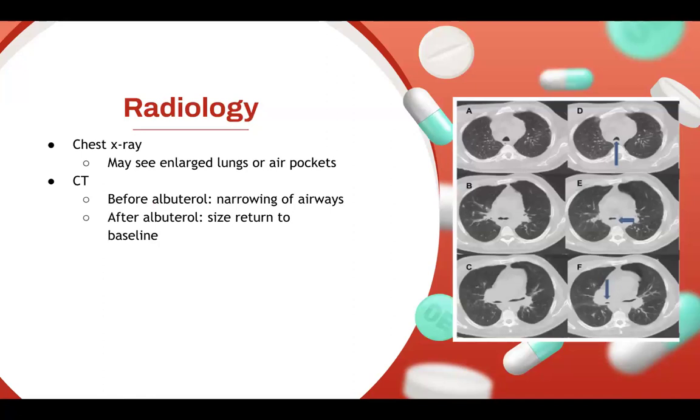So some radiology that you may expect to use with albuterol is a chest x-ray. You may see enlarged lungs or air pockets, and a CT. Before albuterol, you'll see some narrowing of the airways as seen in D, E, and F here. And after albuterol, you'll see the size return to baseline as seen in A, B, and C.